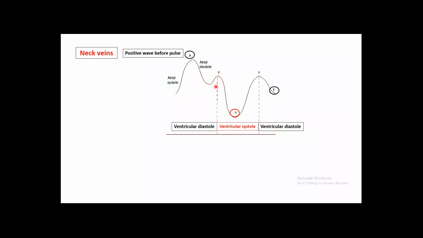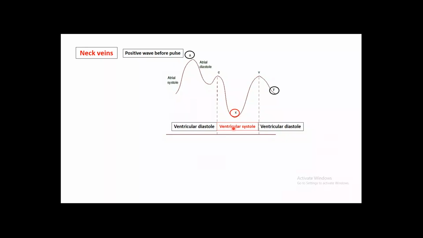This is not important. Then the atrium starts to relax and the tricuspid annulus becomes pulled downward by ventricular systole, causing negative pressure changes inside the right atrium, which is called the X wave. So normally during systole, the neck vein waveform is negative, which is the X wave.